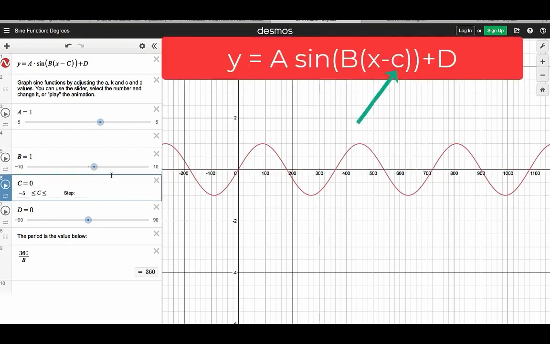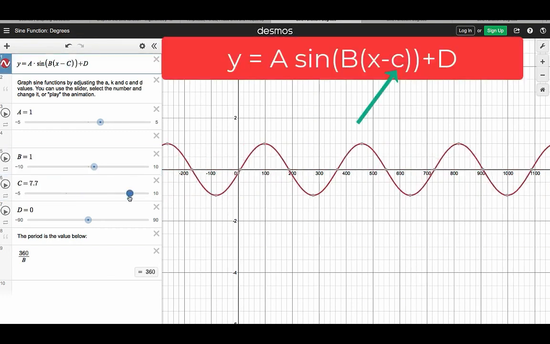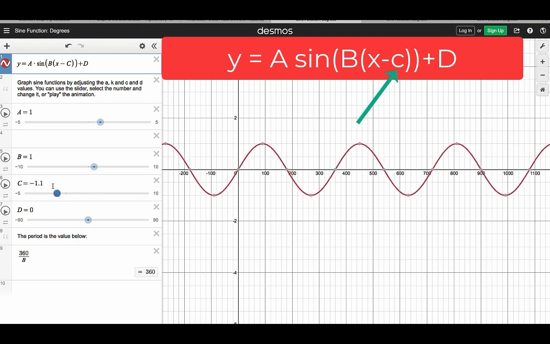Now what happens if we change the value of c? C is this number. I move to the right. You can see that the graph is moving slowly left and right. So in other words, this c affects what we call the horizontal shift or the phase shift of the graph. What happens if I change the value of d?